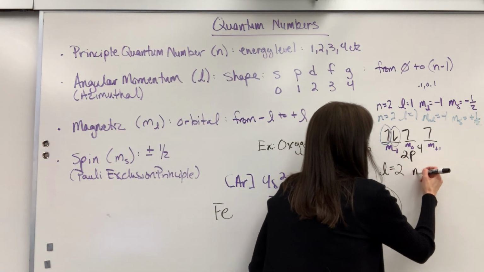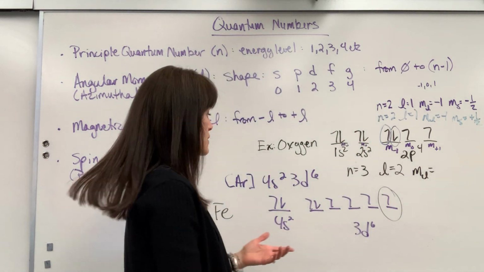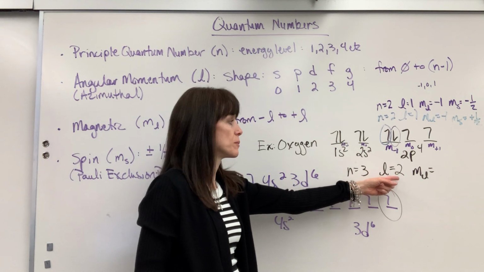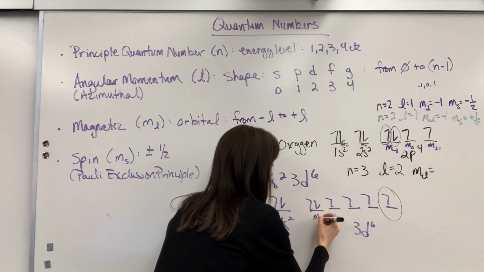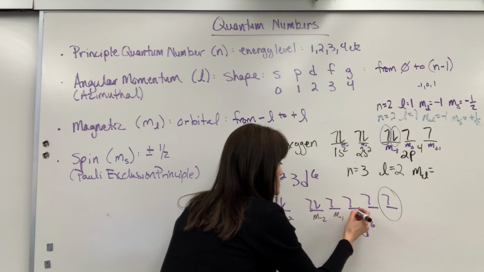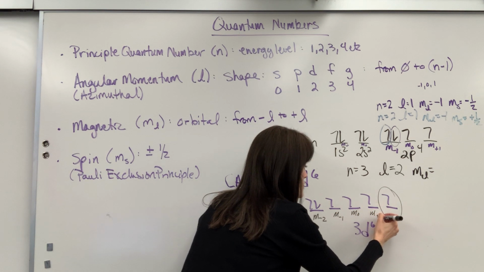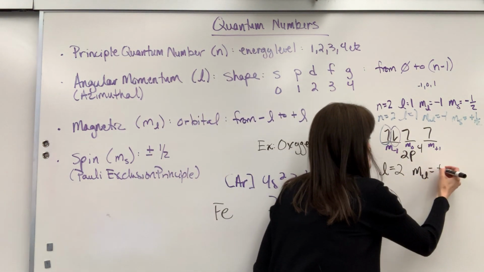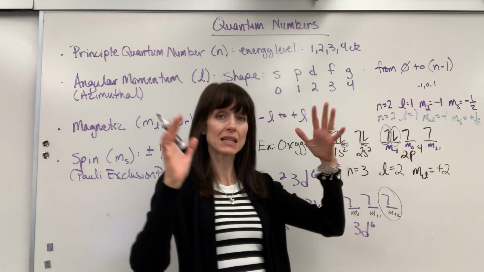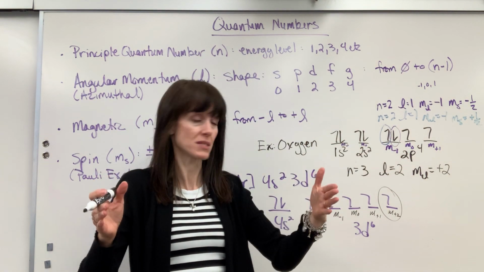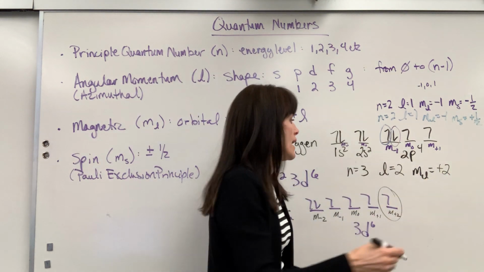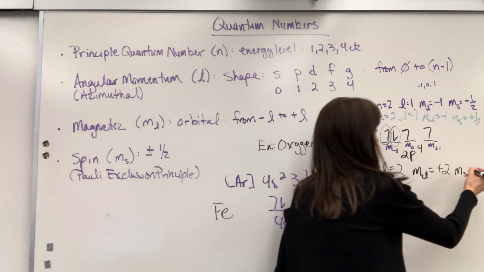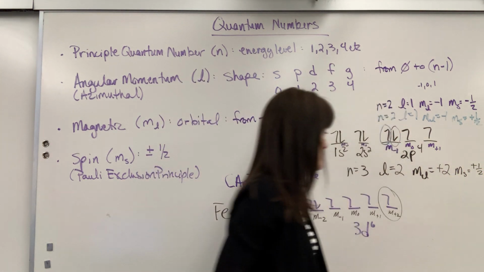Now we need our M sub L. This is going to be the magnetic quantum number. You can label these. Remember, M sub L goes from negative L to positive L. So this would be M sub L minus 2, minus 1, 0, plus 1, plus 2. My M sub L is a plus 2, and that totally fits because its limits are negative L to positive L. And then the M sub S, my spin quantum number, this is spinning up, so it's plus 1/2.